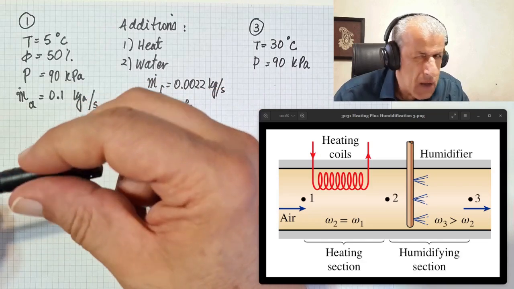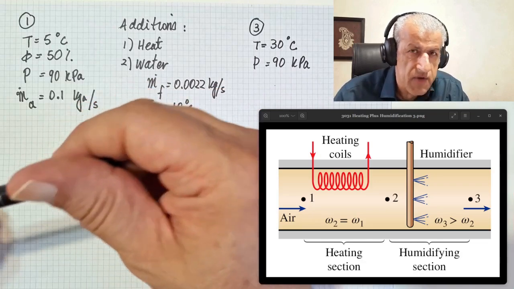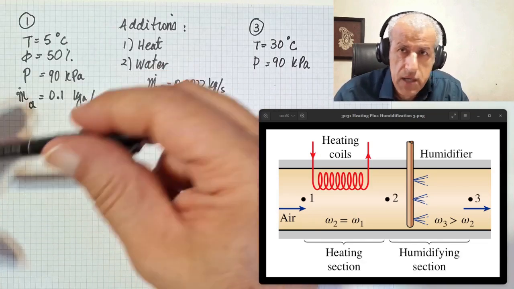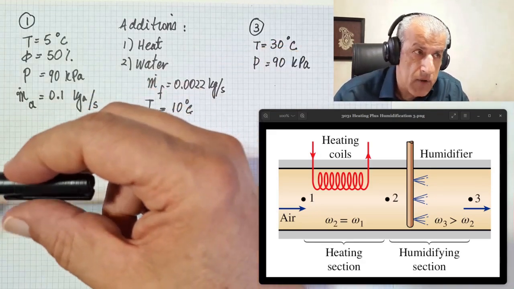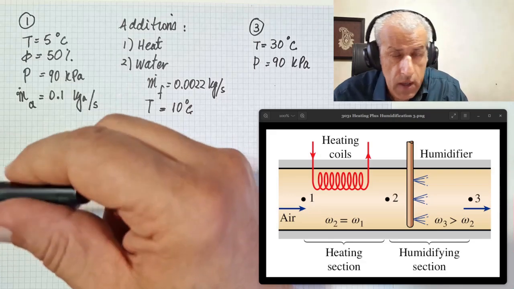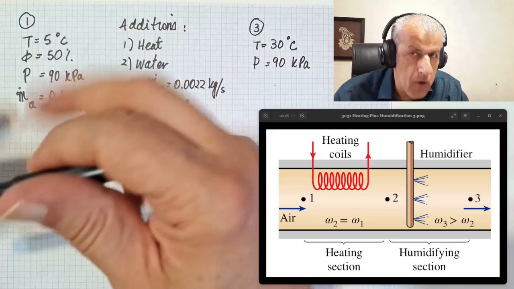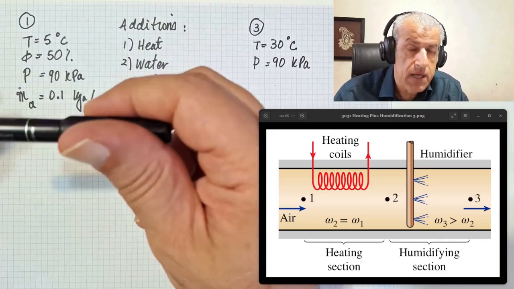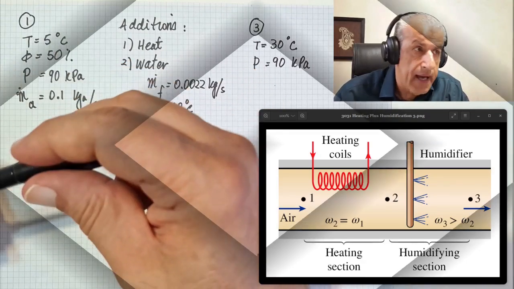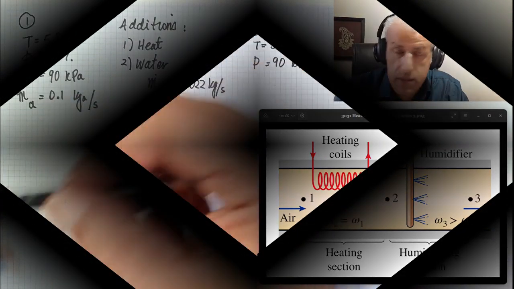And how we solve this problem is interesting because first we solve it between 1 and 3 and we calculate overall data. But then we go into point 2 and see how point 2 can be decided upon and what quality of water can be added after point 2.